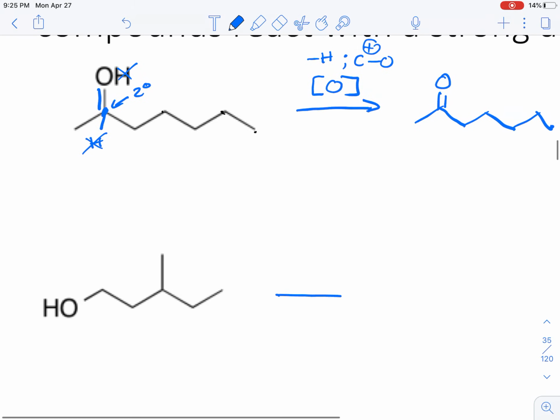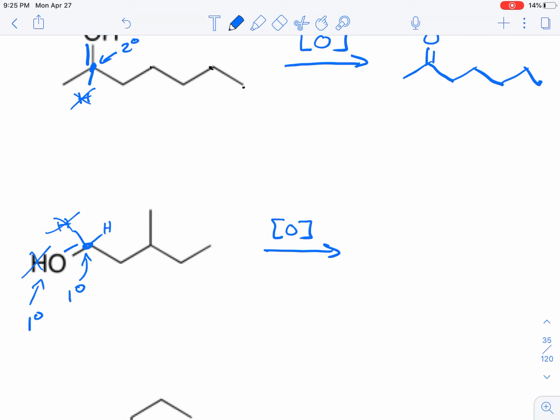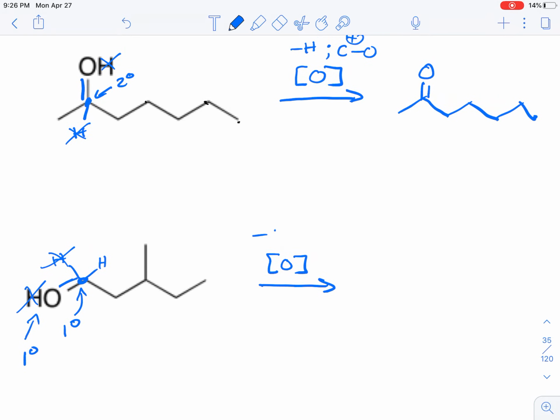All right. And so let's go ahead and look at this next one. If this substance was to undergo oxidation, what product would I get? Well, looking at this carbon, it is a primary carbon, making this alcohol a primary alcohol. And so remember that there are two hidden hydrogens. And so when this oxidation occurs for this alcohol, one of these hydrogens is going to be lost from the carbon, and then another hydrogen is going to be lost from that hydroxyl group. And we're going to get a new covalent bond between oxygen and that carbon. Okay, so we're going to lose hydrogens, and then we're going to gain carbon and oxygen.